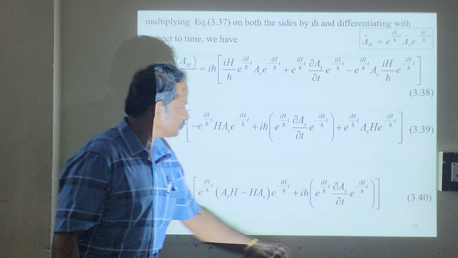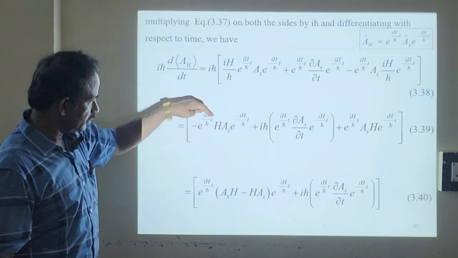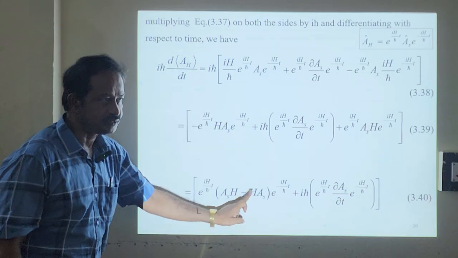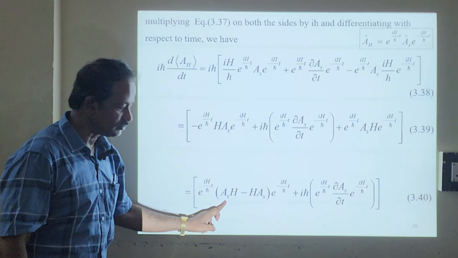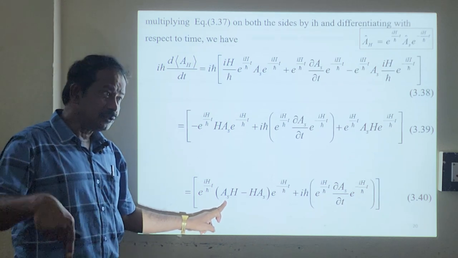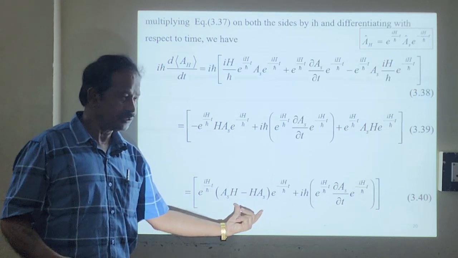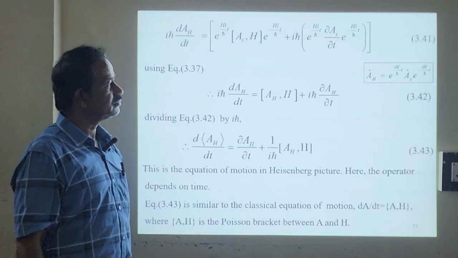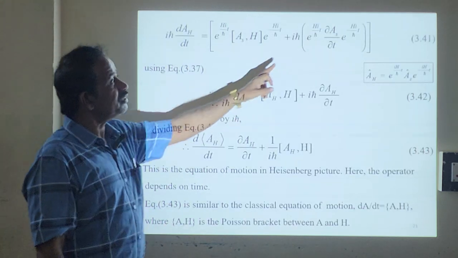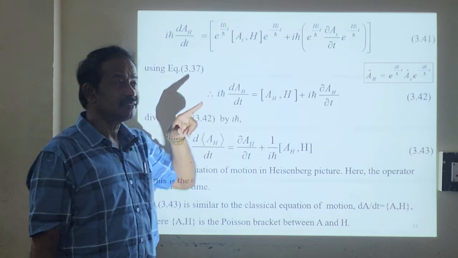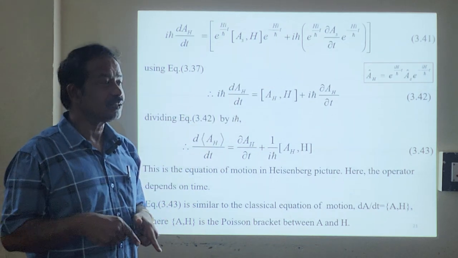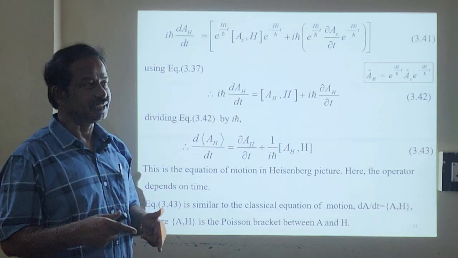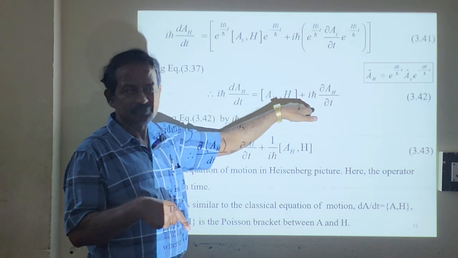Second term exactly like this. So you have now H A_S, and A_S H with a minus sign. Again, you can use the commutator [A_S, H]. This time it will not be equal to 0, because last time in the Schrödinger picture, the dynamical operator does not depend on t, but here it depends on t.